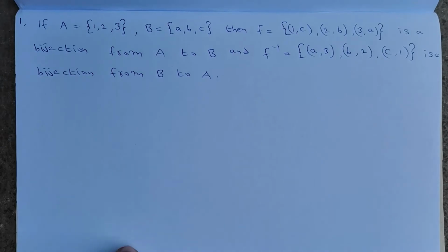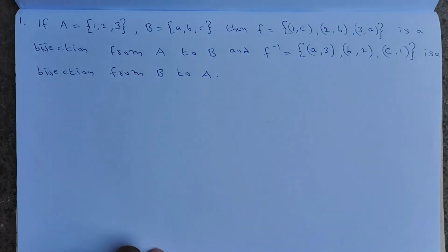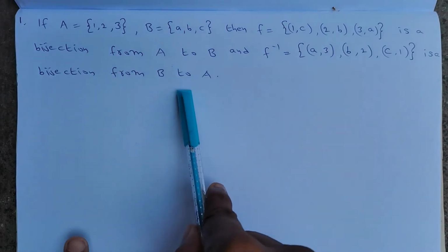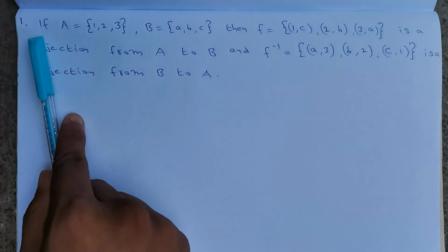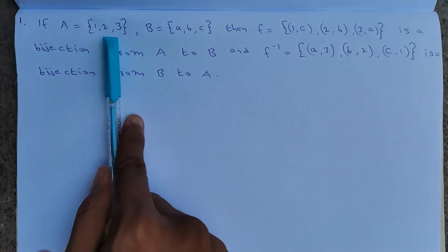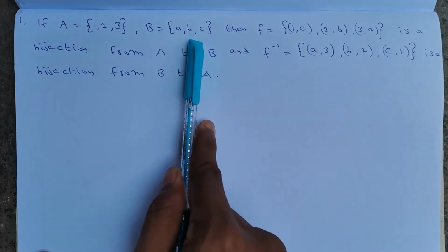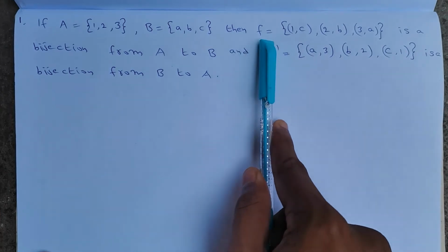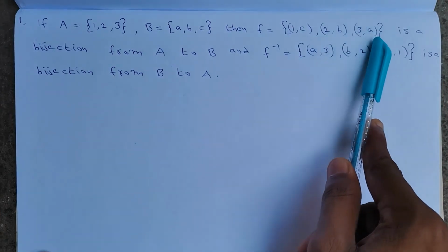Okay, we completed exercise 1 of A. Now after finishing that exercise 1 of A, the concept is inverse function and composite function. So let us discuss some examples from the textbook. This is an example from the textbook. If set A is equal to 1, 2, 3 and set B is equal to a, b, c, then the function is given as 1 comma c, 2 comma b and 3 comma a.